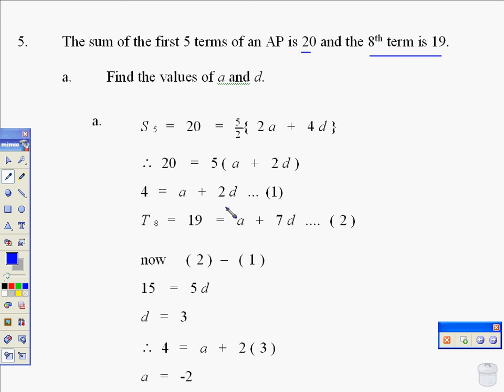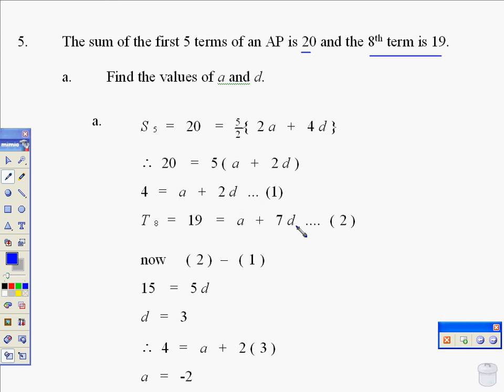We also know that the 8th term is 19, so A plus, again, n minus 1, so 8 minus 1 times D will give us a second equation. So 19 equals A plus 7D. And 4 from this part is equal to A plus 2D.